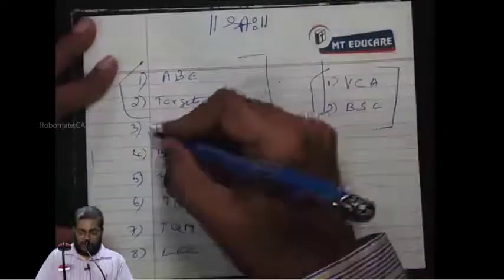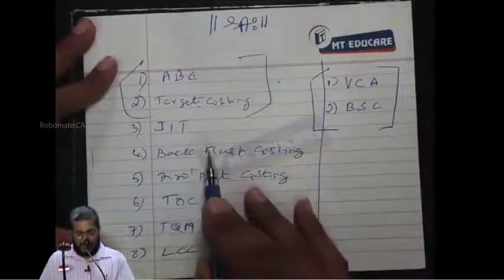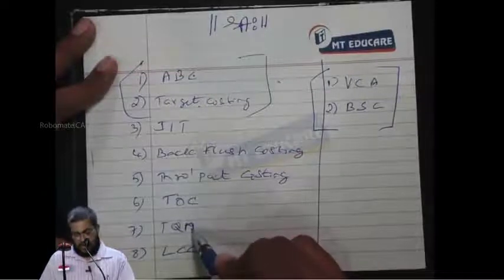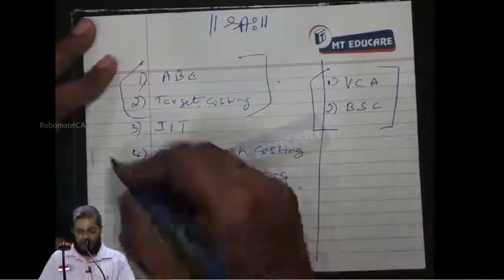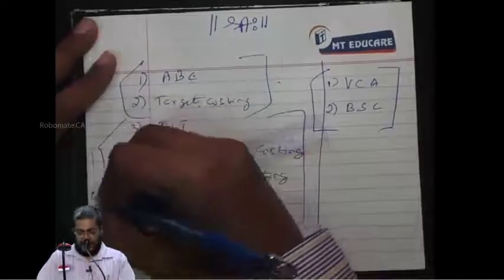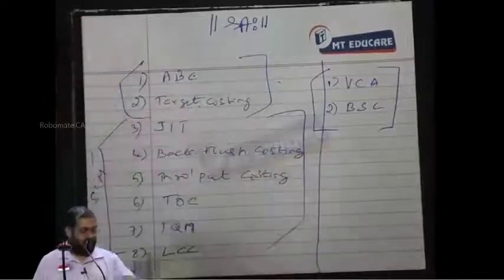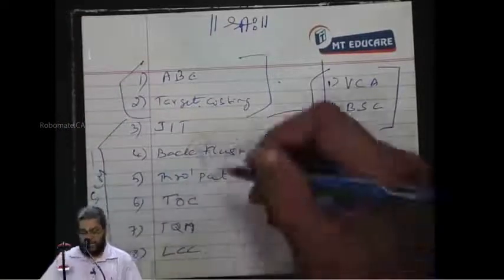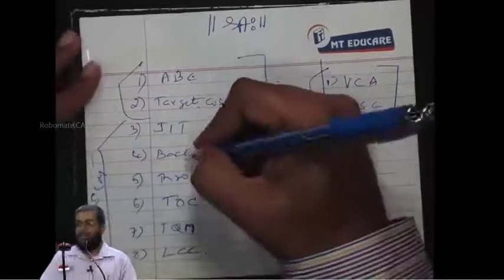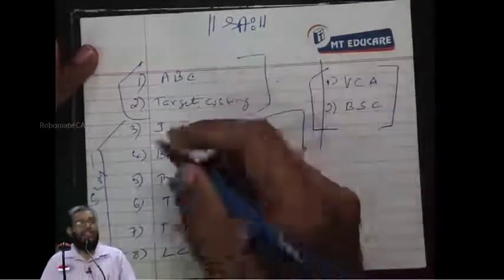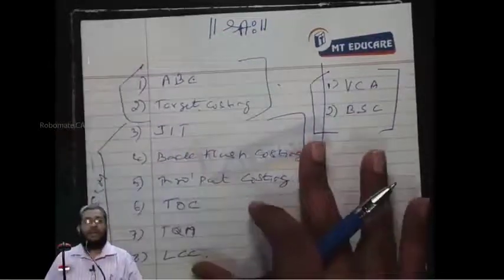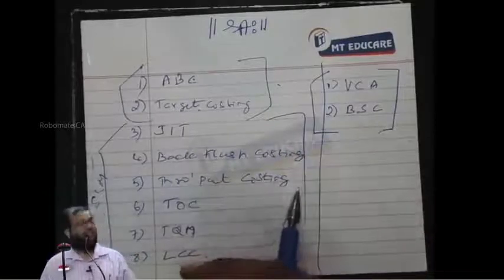And all the others: just in time, backflush costing, throughput costing, theory of constraints, total quality management, life cycle costing. All these are given in the chapter in our workbook called strategic cost management. In that chapter, all these topics will be discussed. In this, all these are small issues only, which will be knocked off in the first session, 4 to 5:30, because I don't have any other time to discuss.